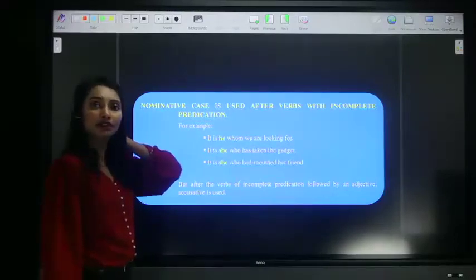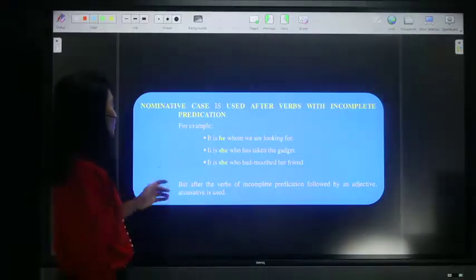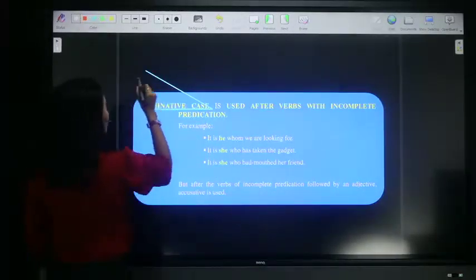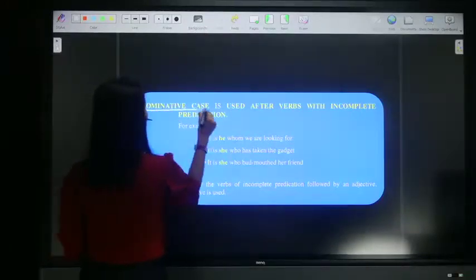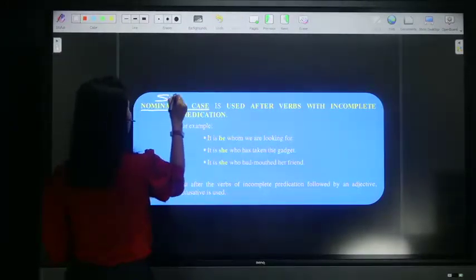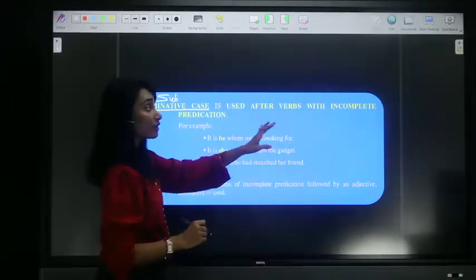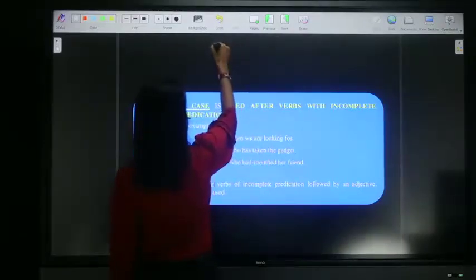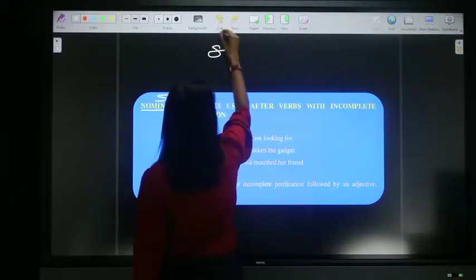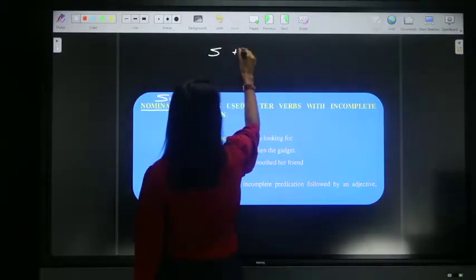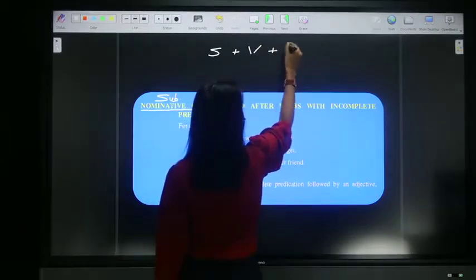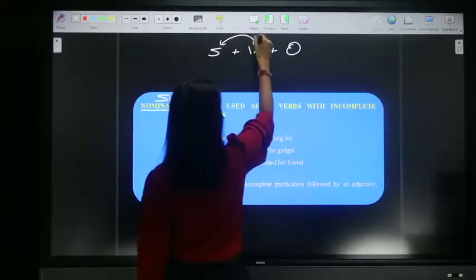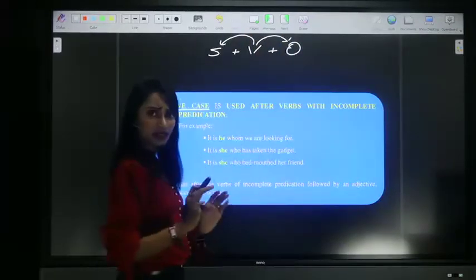There are some exceptions to that rule. Let me talk about that exception. See, nominative case is nothing but subjective case, right? We have learned that nominative case is used after the verbs with incomplete predication. Generally, we know the structure of the sentence: subject plus verb plus object. So this is the structure of the sentence. That means before verb it is subject, after verb it is object. This is what we all know.